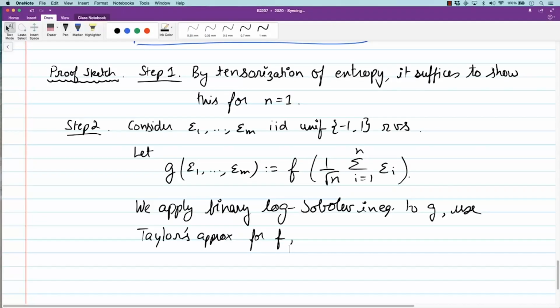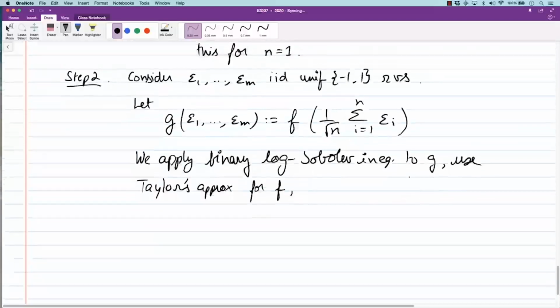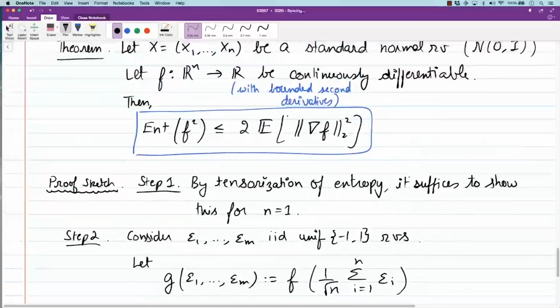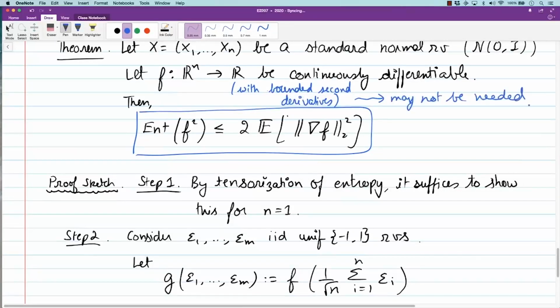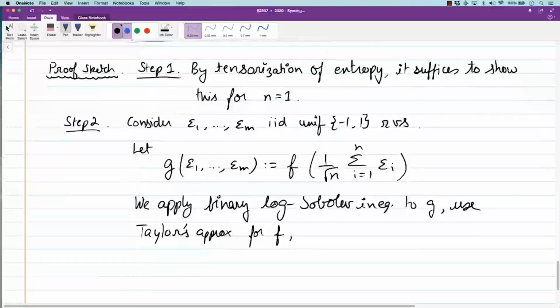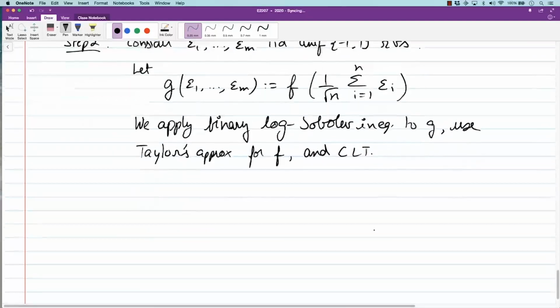Okay. So let's see. I'll maybe elaborate a little bit. So it may not be needed. Let's see. Taylor's approximation for f and CLT at the end. So let's try to do this.